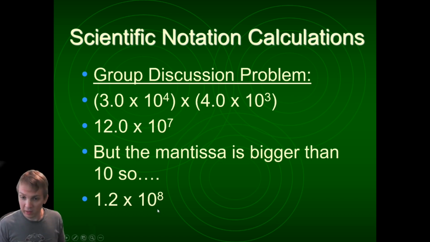Now, mathematically, those two numbers are the exact same. 12 times 10 to the 7th and 1.2 times 10 to the 8th are, in a calculator, the exact same number. But there is a correct way to write these numbers in the scientific community. So in scientific notation, that mantissa has to be between 1 and 10.